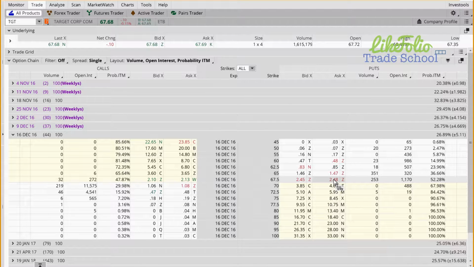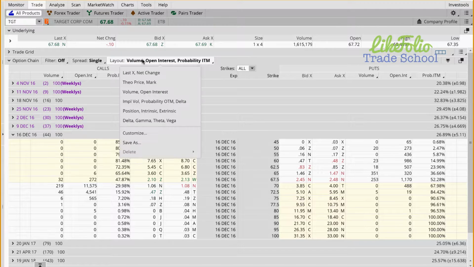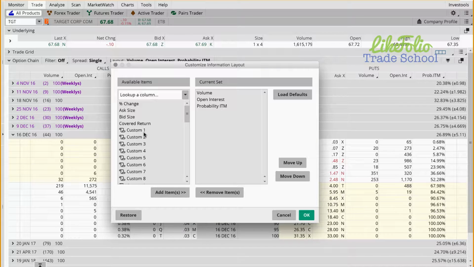All right, so how do you choose the put you want to sell? I generally like to get somewhere between 25 and 30% on my probability in the money here. Now, if you don't have probability in the money showing on your layout, you simply go up here to layout, you go to customize, you find probability in the money by scrolling down over here.